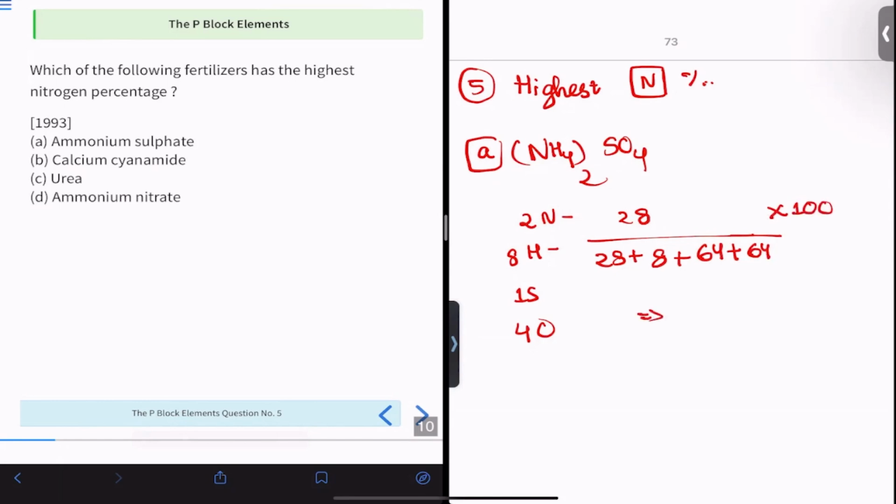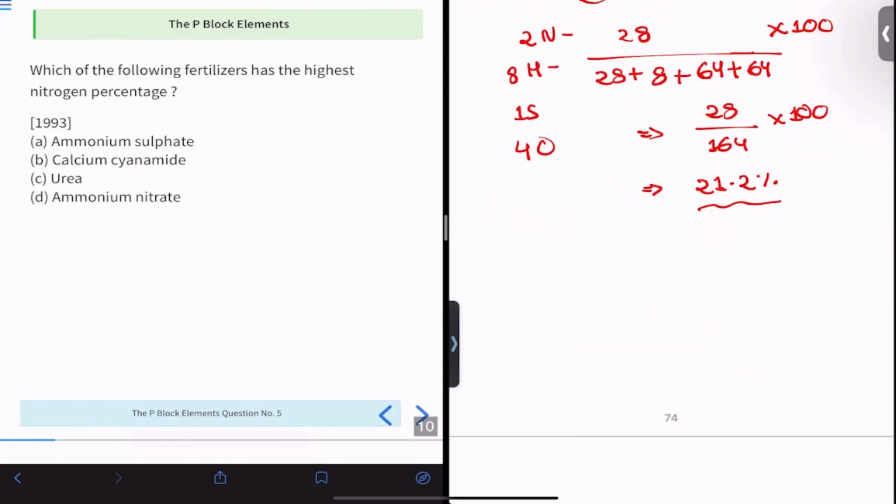So you have to solve this. 28 upon 64 plus 64 will be 128. 128 plus 8 is 136. 136 plus 28 is 164. 28 upon 164 into 100. So the percentage of nitrogen here will be 21.2. In the same way, you have to calculate the percentage of nitrogen in all the compounds. So let's see, guys, calculate.